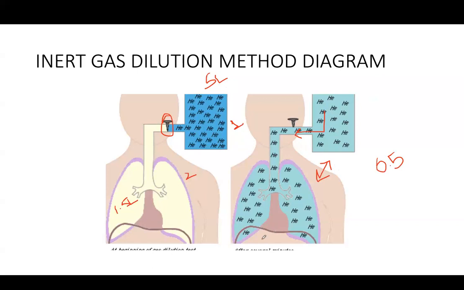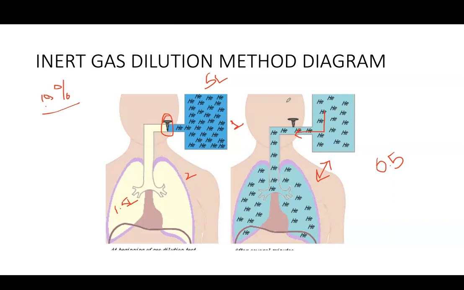Now, why is this important? Why are we saying all this? Because initially the helium had a concentration. It had a fractional partial pressure. Let's say the helium was 10% of the air. So the 5 liters, 10% of it was helium, right?